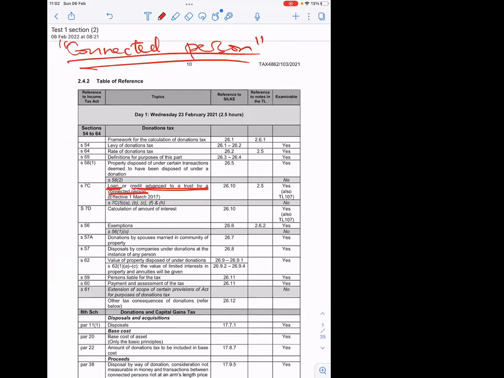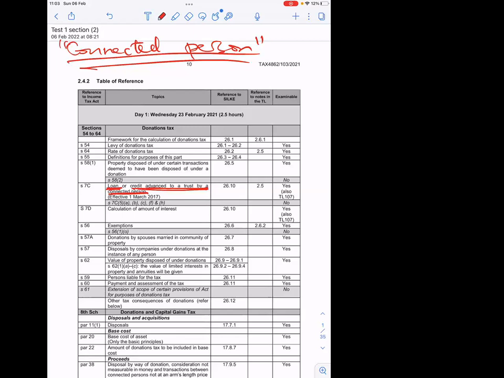Now, here's the story. It says, connected person means in relation to a natural person. No, I'm looking for in relation to a trust. In relation to a trust, other than a portfolio of a collective investment scheme, is a beneficiary of such trust. So a beneficiary is a connected person to a trust. They've said that, and any connected person in relation to such beneficiary, and any other person who is a connected person in relation to a trust.